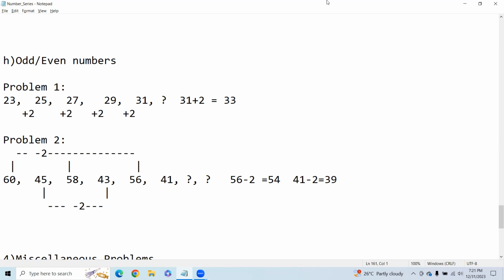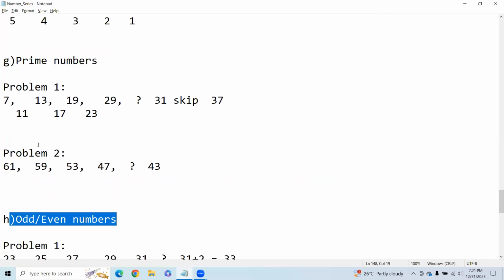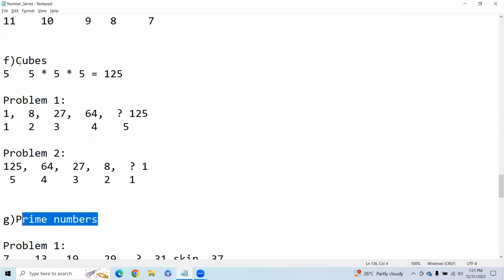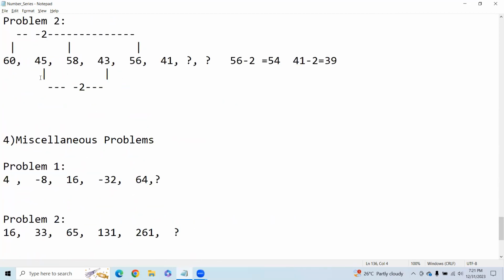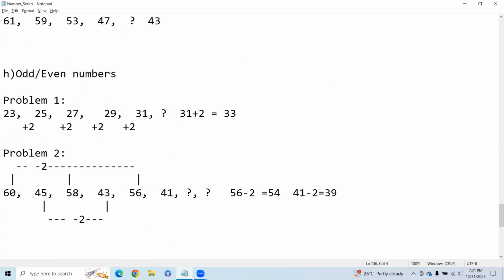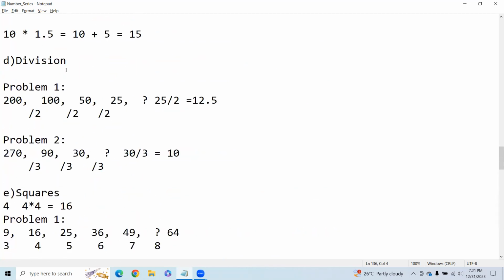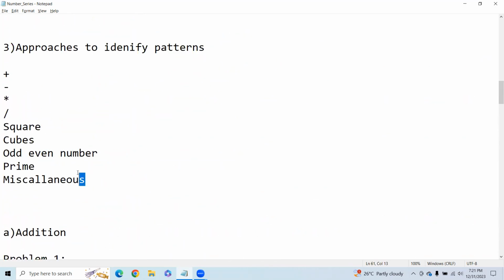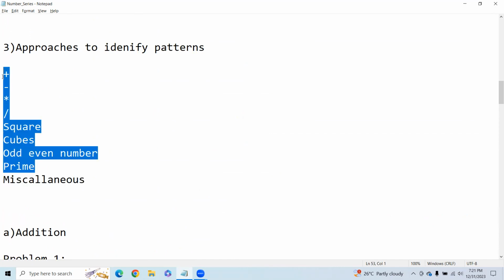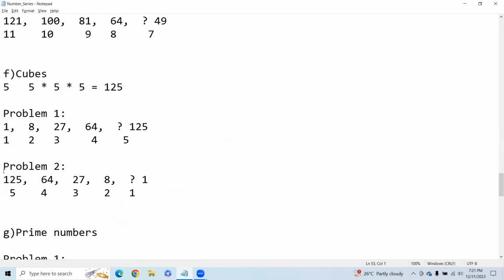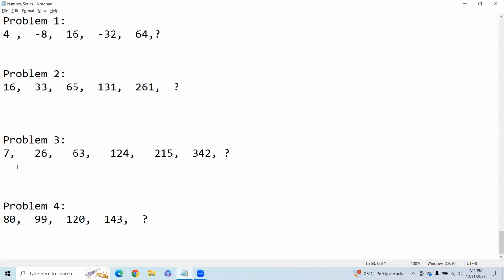Now, these are all the problems, and solving them is a bit easier because we know that we are going to check odd-even, so we will check that pattern and solve this. Here we are going to check prime and we'll solve it. But now what will happen when they come with a miscellaneous problem? Whatever 8 approaches we have seen till now, you have to use any 2 or more of them, and then find the pattern. So it's not very straightforward. You can't just apply one thing and get your answer. It can be a combination of 2 or more of the approaches. So let's solve a few miscellaneous problems.